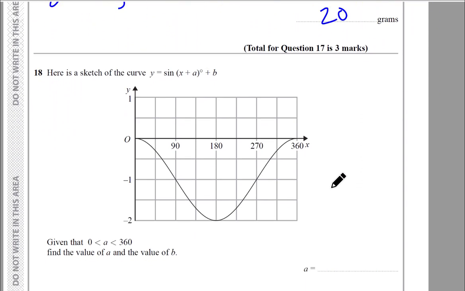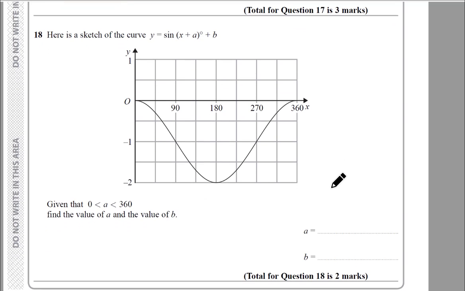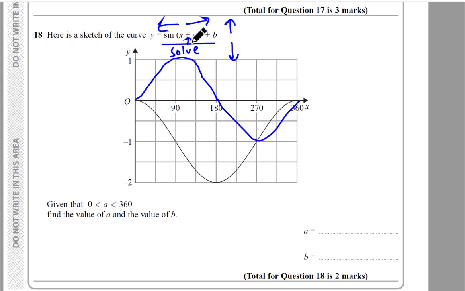Graph transformations with trig. Right, so if you can remember graph transformations, the number on the outside is going up or down. Number inside the bracket is left or right, but we solve inside the bracket. So let's try to match points. This is quite hard to see. This point, I believe, matches with this point.